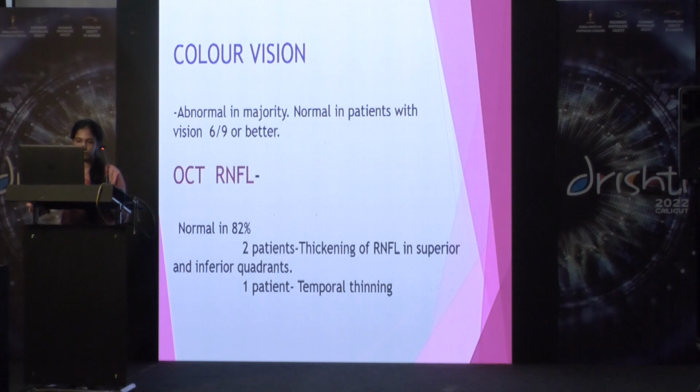The color vision was abnormal in the majority of patients, and normal in patients with vision of 6/9 or better. OCT RNFL was normal in 82%. 2 patients showed thickening of RNFL in the superior and inferior quadrants. 1 patient showed temporal thinning.